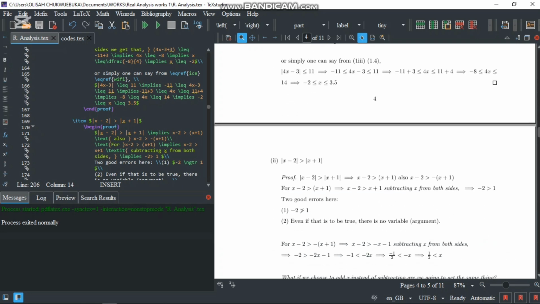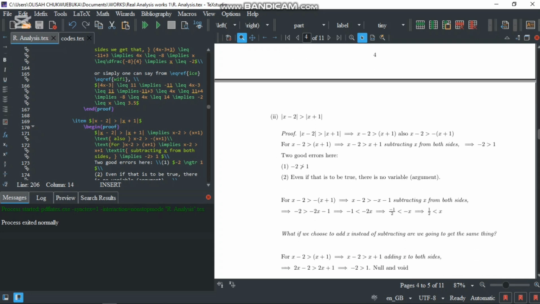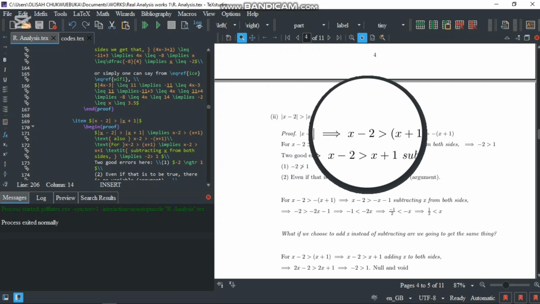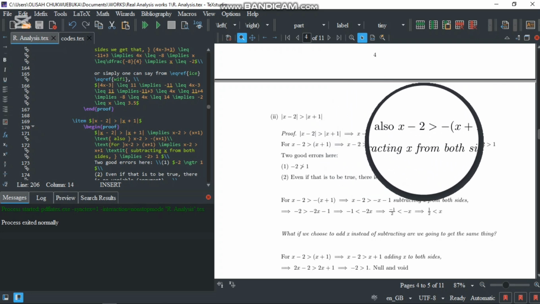So go to part II. Here we are to get the values of x that satisfy the absolute value of x minus 2 is greater than the absolute value of x plus 1. Here we have that x minus 2 is greater than x plus 1, and also x minus 2 is greater than negative x plus 1.